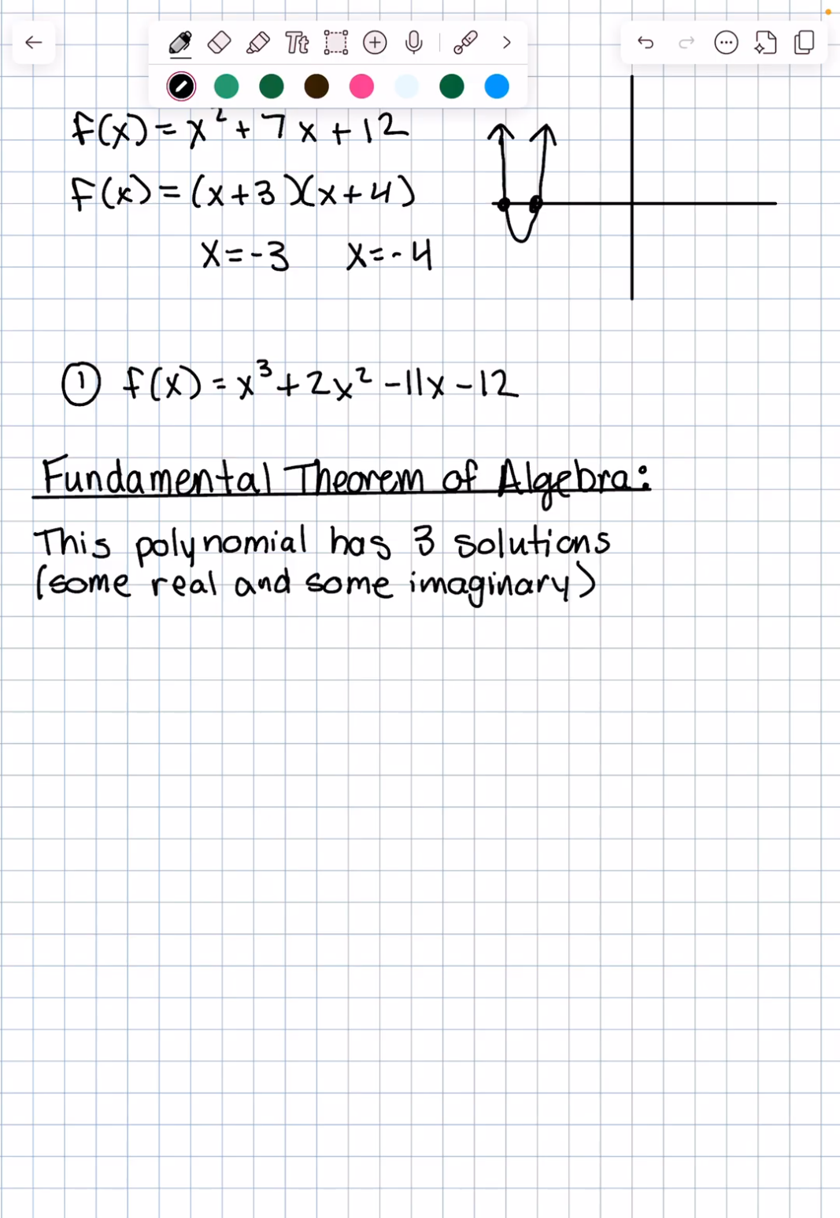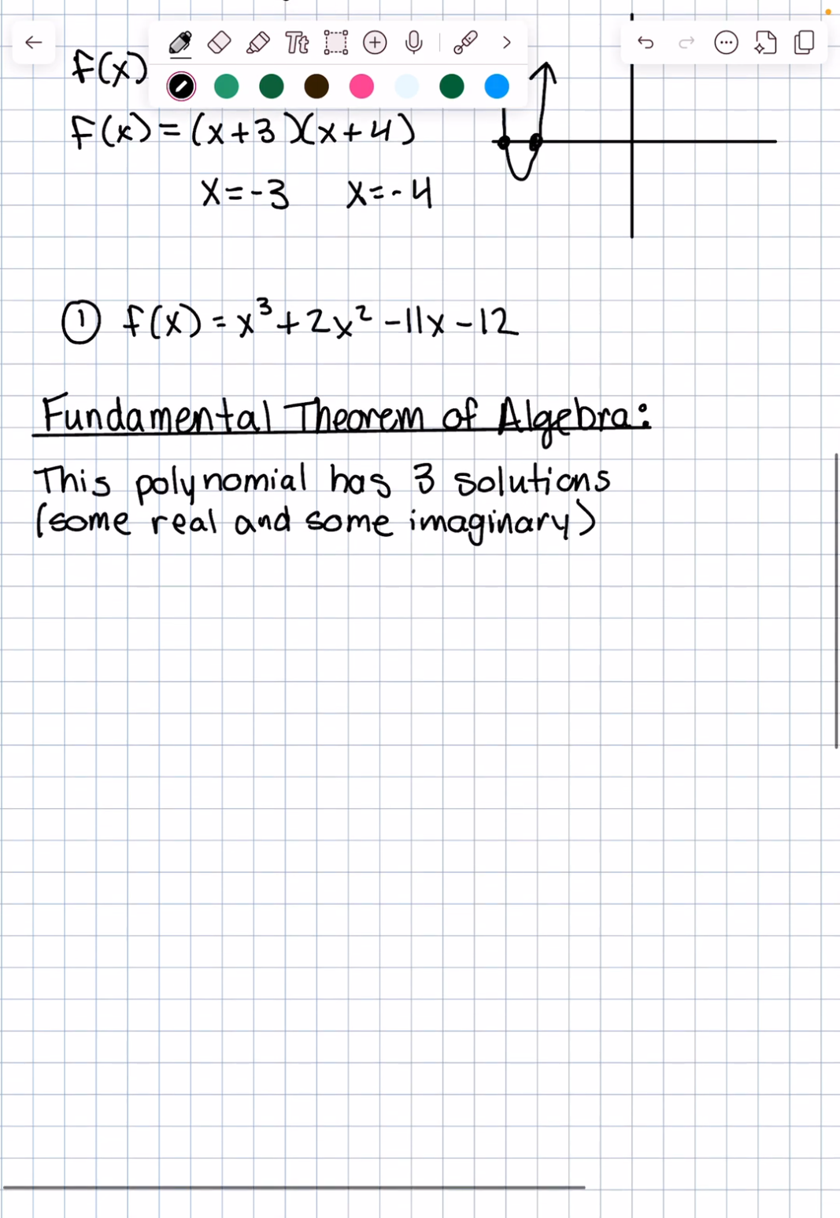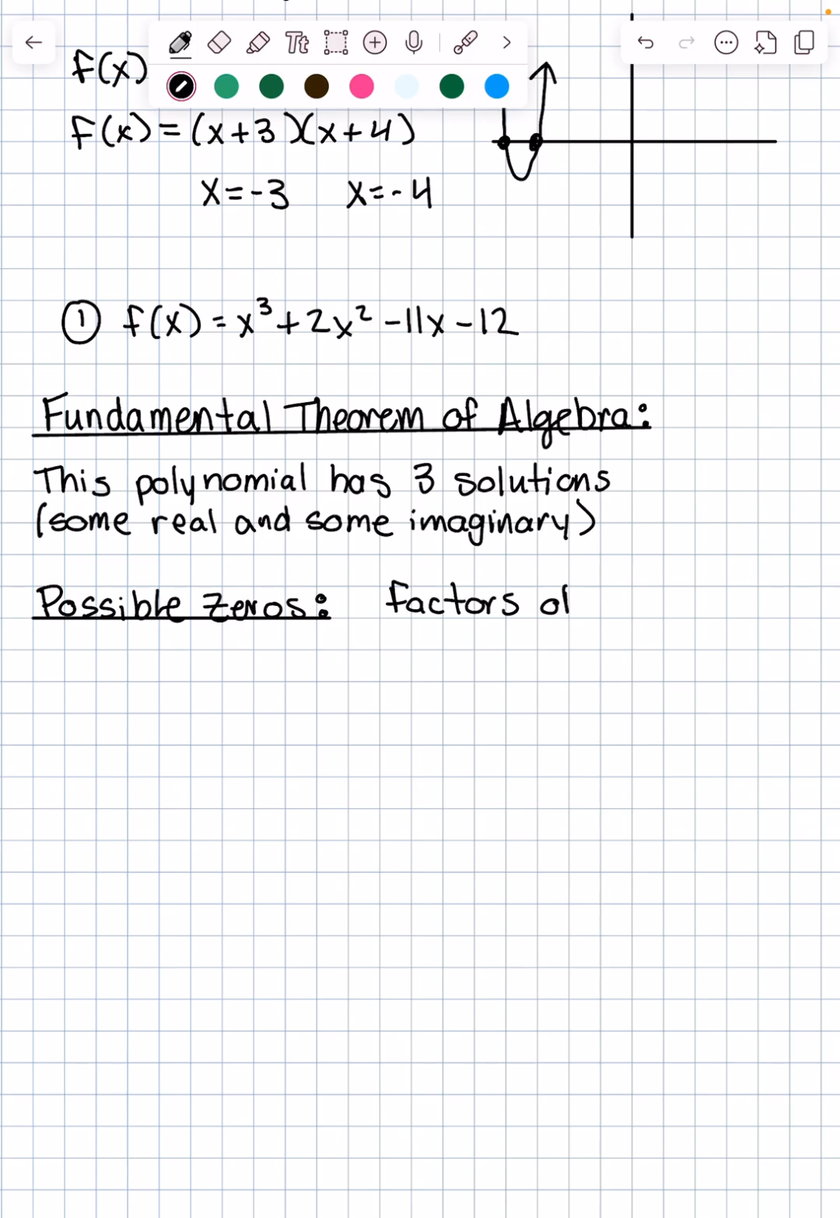Okay, another kind of definition that we are going to talk about here is possible zeros. So these are possible x-intercepts. This is just how you find what your options are. So in general, possible zeros can be defined as factors of the constant divided by factors of the leading coefficient.